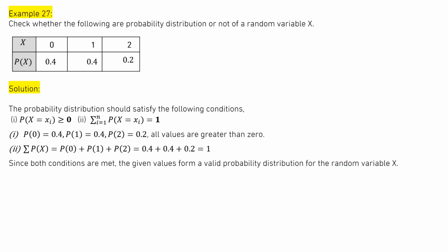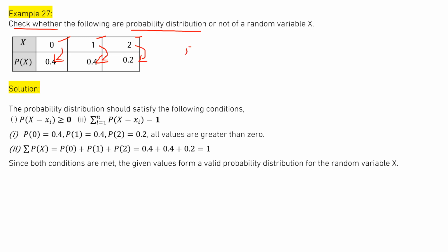So the probability distribution should satisfy these two conditions. Let us see one example. We have been given a probability distribution, and we have to check whether this probability distribution is a valid one or not. Here in the first row, the random variable x takes the values 0, 1, 2. In the second row, for x equal to 0 the probability is 0.4. For x equal to 1, the probability is 0.4. And the probability of 2 is equal to 0.2.